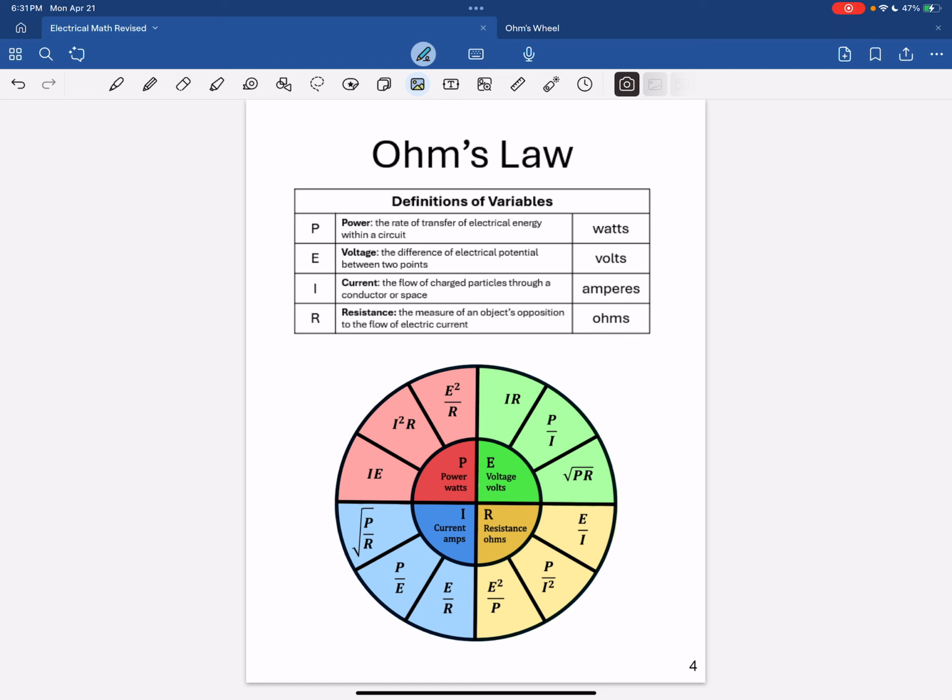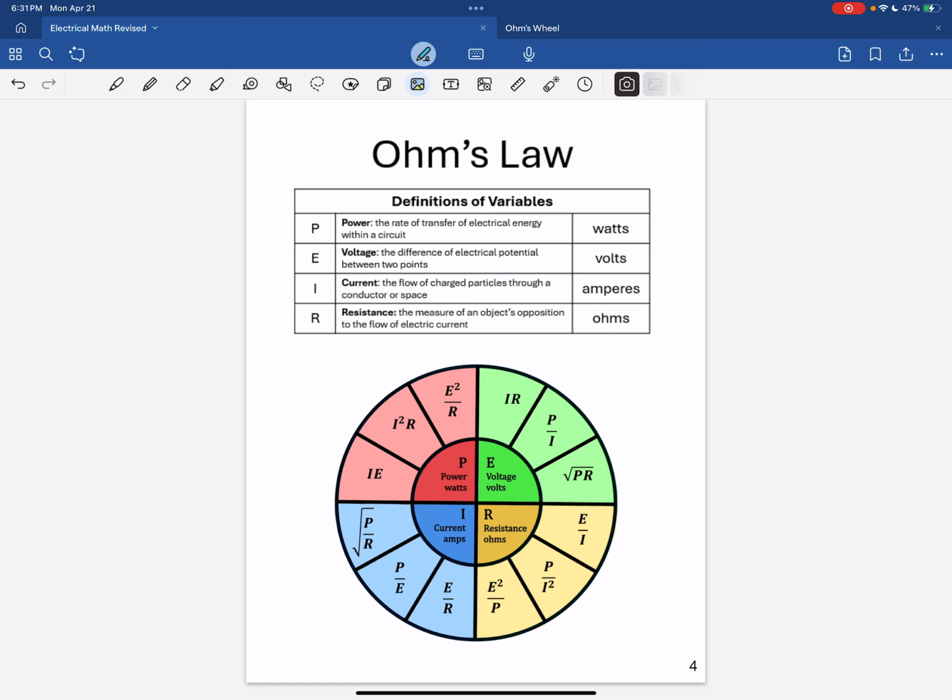And I have given you a definition of each of those elements of electricity and then the units that each of these variables will be measured in. So for example, P stands for power. Power is the rate of transfer of electrical energy within a circuit, and power is measured in watts.